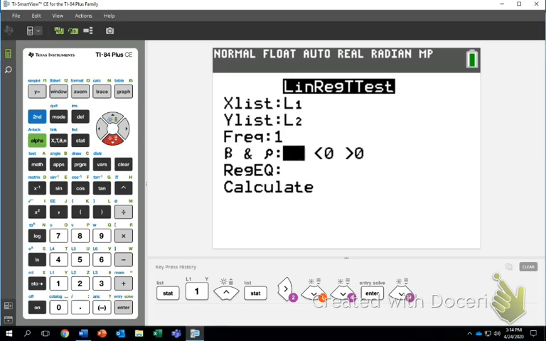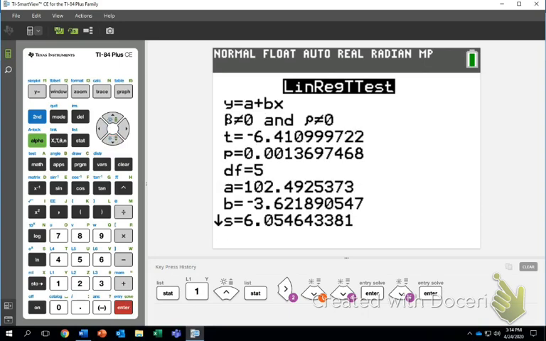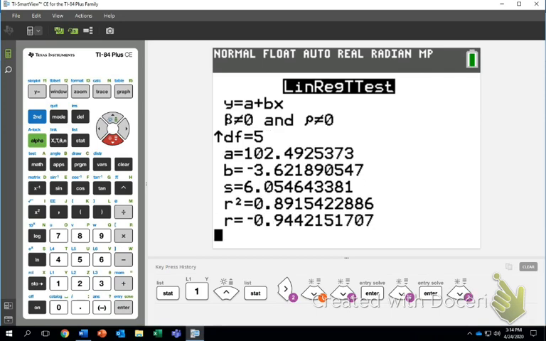We're still working with rho equals or does not equal 0, and so we'll calculate that. And now I have all my pieces. I have my test value, T, I have my P value, I have my degrees of freedom, and I have A and B. Remember, A and B is our linear regression line. So I'm going to go back and plug that in. And if you look at it, S is our standard error. So S equals 6.0546. So we have all of the pieces. And if we scroll down, we have our correlation coefficient and we have our coefficient of determination. So we have a whole lot here that we can use.